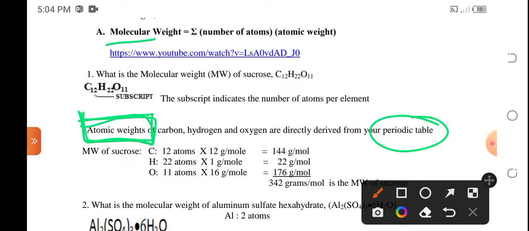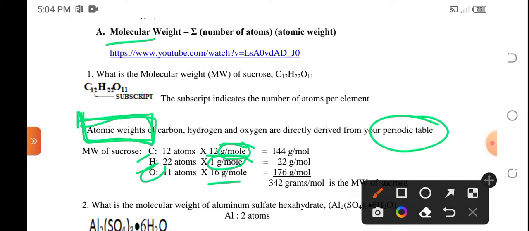from the periodic table, carbon has 12, the atomic weight of carbon is 12 grams per mole. So, the unit of our atomic weights is grams per mole. Okay, so hydrogen, it's just 1, 1 gram per mole. And oxygen is 16 grams per mole.